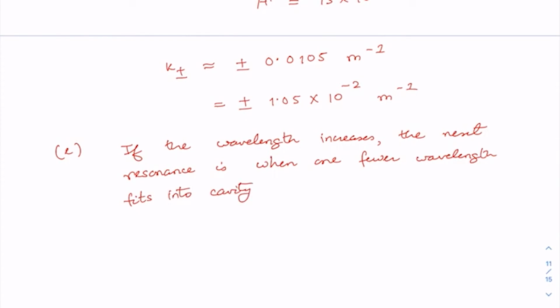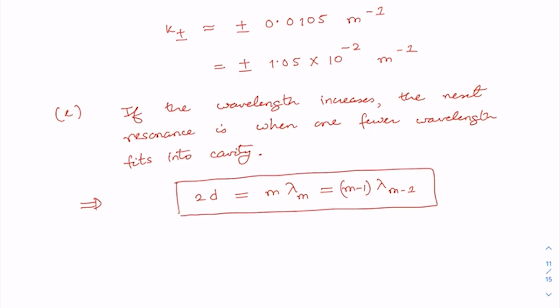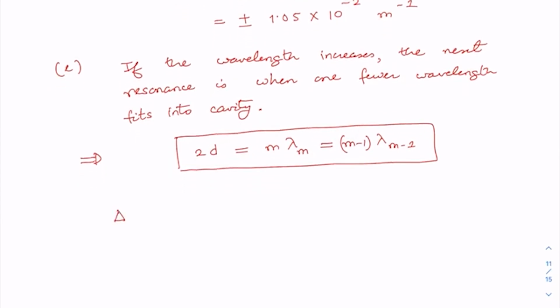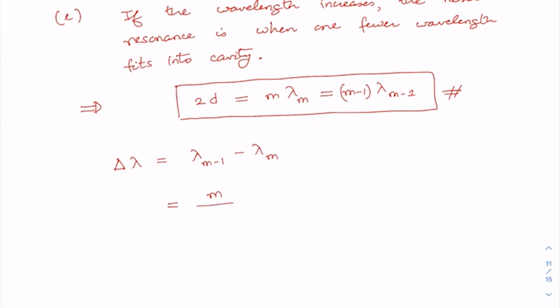So what does it mean? This implies that the resonance condition, twice the length of the cavity, is m into an integral multiple of the wavelength, and when you go to the next one, you will have lambda m minus 1, and here you will have m minus 1. We can use this relation to work out the solution of this part, because delta lambda here is the difference between the wavelengths of the nearby resonances. This is lambda m minus 1 minus lambda m. Using this relation, I can now write lambda m minus 1 as m divided by m minus 1 lambda m, minus lambda m.